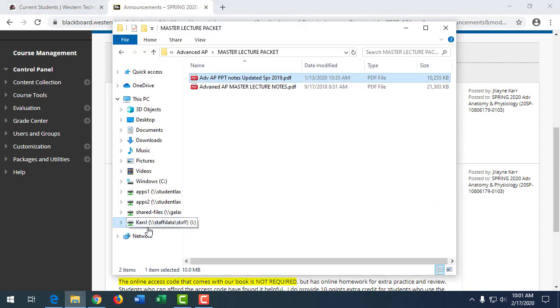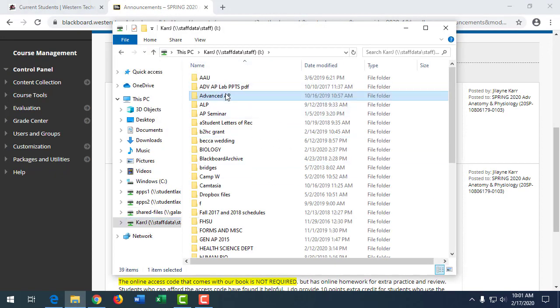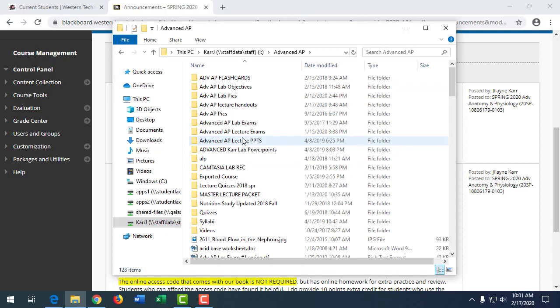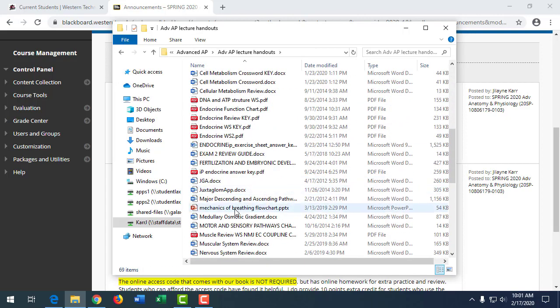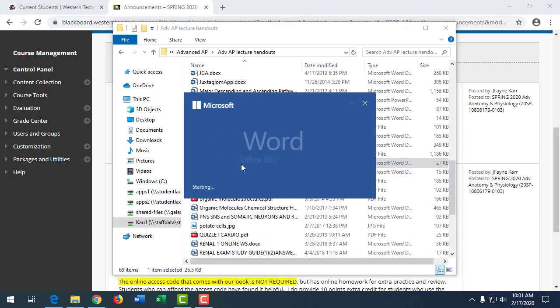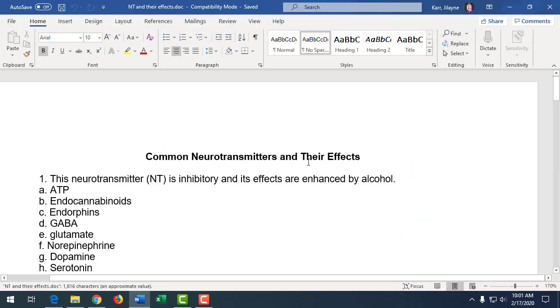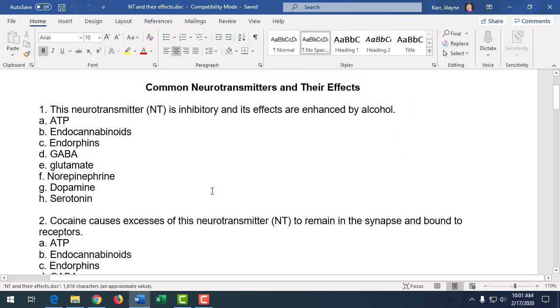Let's see. Oh, that's not the one I want. Oh, it is the one I want. Okay, so these are a list of common neurotransmitters that you see listed A through H as your choices.